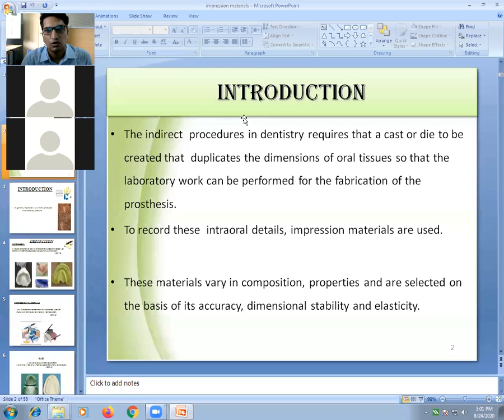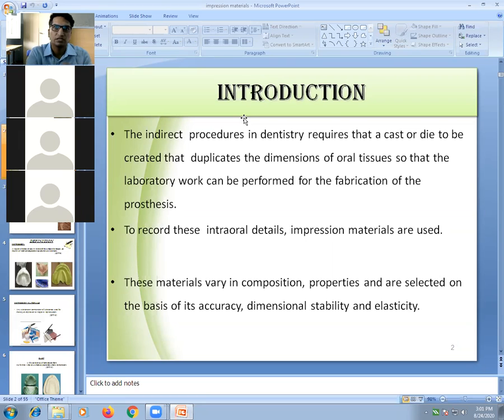In dentistry, specifically pertaining to prosthodontics, whether we fabricate a denture, or an RPD, or an FPD, for all these processes we need a cast. We can't make our denture directly in the patient's mouth. We have to make it on the cast, then we adjust it in the patient's mouth. To make a cast, we need an impression. That's why for every step, the first step is to make an impression.